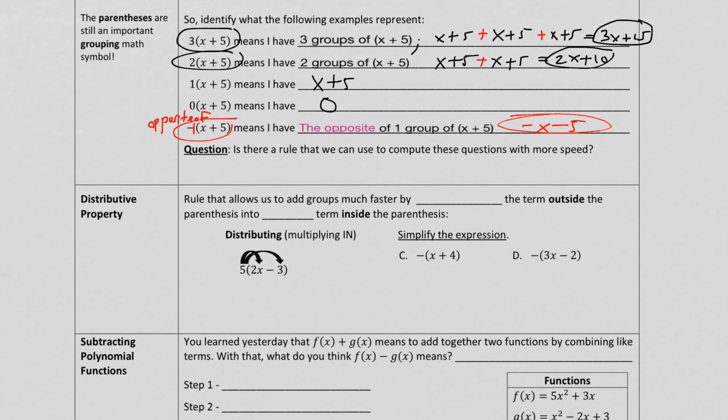So with that being said, question, is there a rule that we can use to compute these questions with more speed? And the answer is yes. And this is not a new rule, but yes, you have the distributive property. So in our next note here in class, we're going to review that property to give you guys more speed.